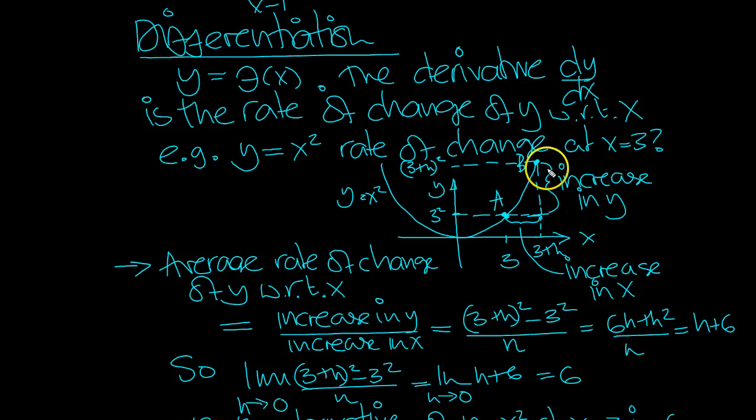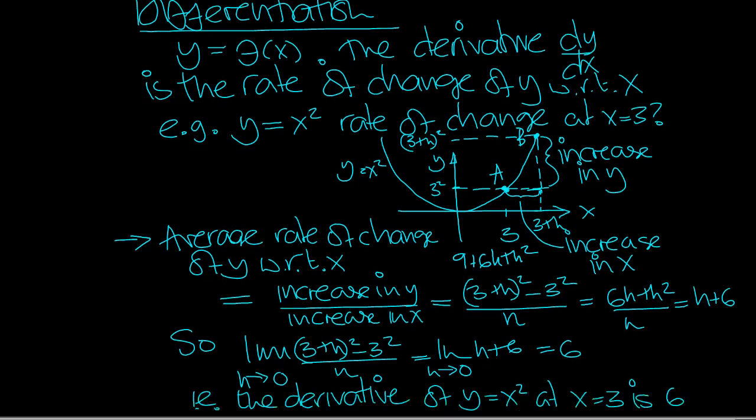Now this height is the difference between these two heights, isn't it? So I put that in there. And this distance across here, the increase in x, is the difference between these two, which is just h. Expand this bracket, we get 9 plus 6h plus h squared. This is 9, so it's just 6h plus h squared that is left. There's an h common on top, cancel that out, and we get 6 plus h, or h plus 6.